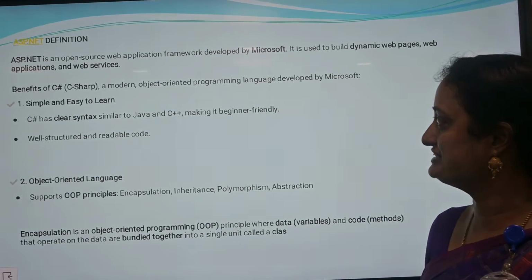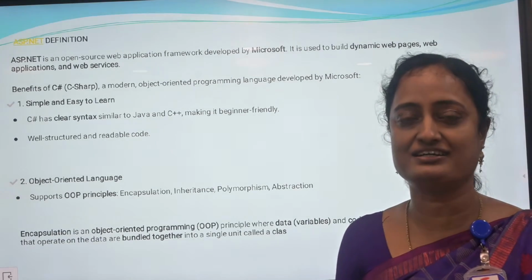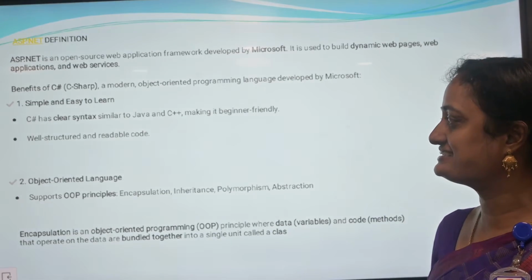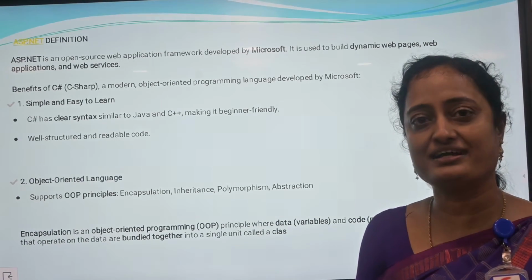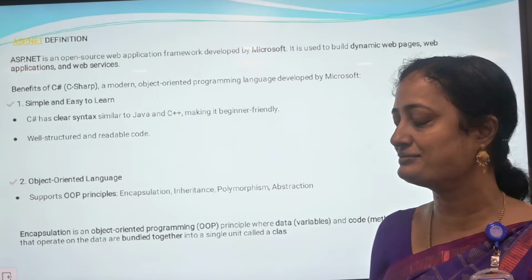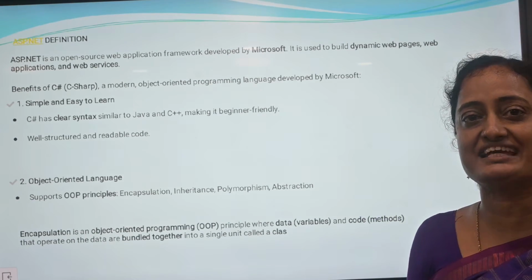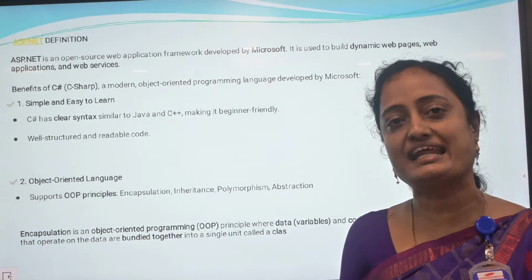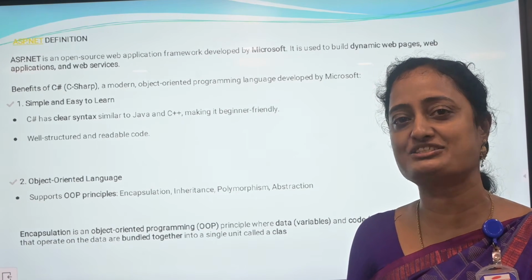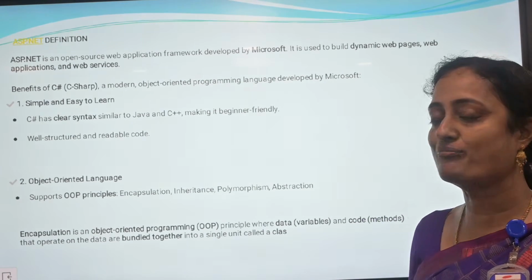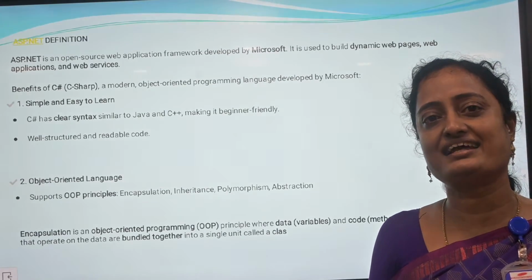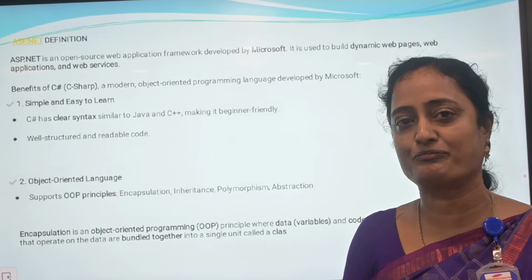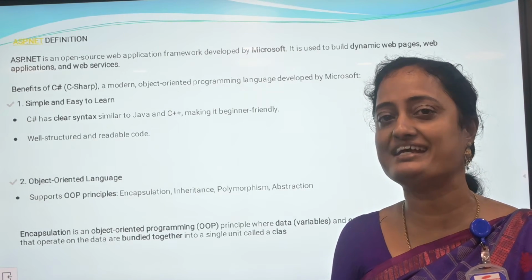Benefits of C#: it's very simple and easy to learn, like C++. C# also has well structured and readable code, and it supports object oriented programming concepts like encapsulation, inheritance, polymorphism and abstraction. Encapsulation is wrapping up of data into a single unit. Next we'll see about inheritance. Inheritance means we have a base class and a derived class. The derived class will inherit the properties from the base class; this is called inheritance.